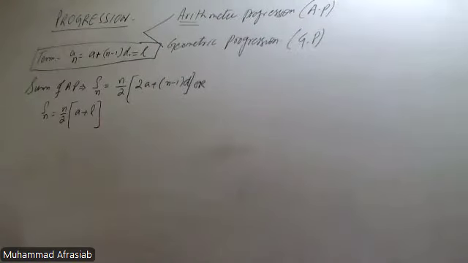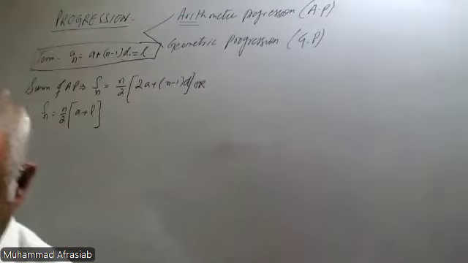Now in our second video, we are finding the sum of an arithmetic progression, which is denoted by Sn equal to n over 2 into (2a plus (n minus 1) into d), or n over 2 into (a plus l), where l is the last term. But first we will derive this formula and then we will apply it in different questions.